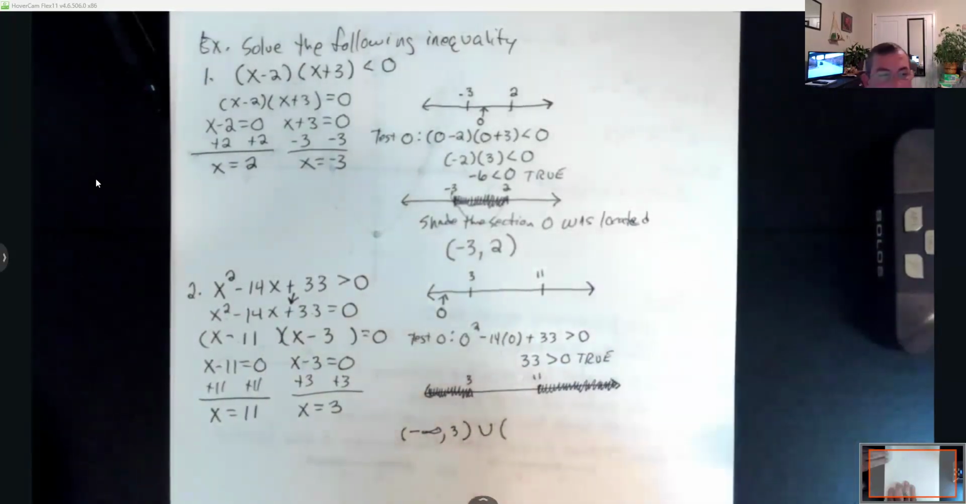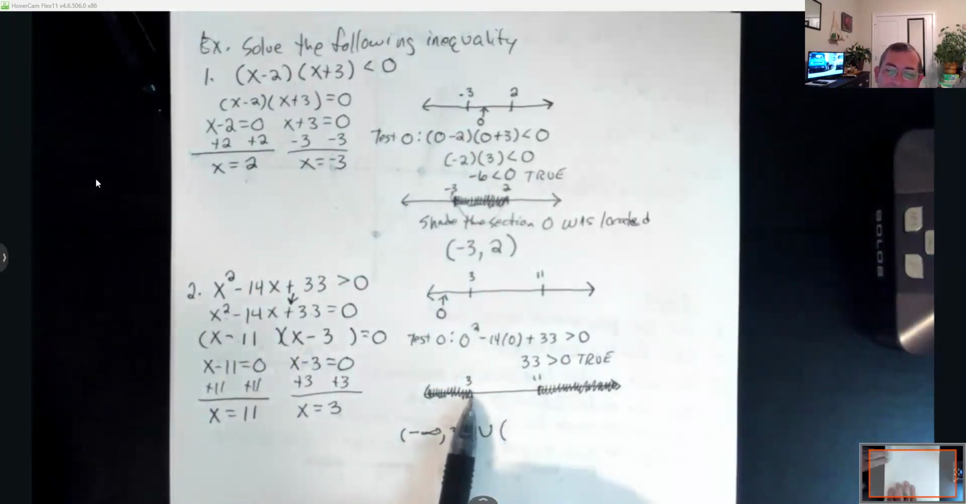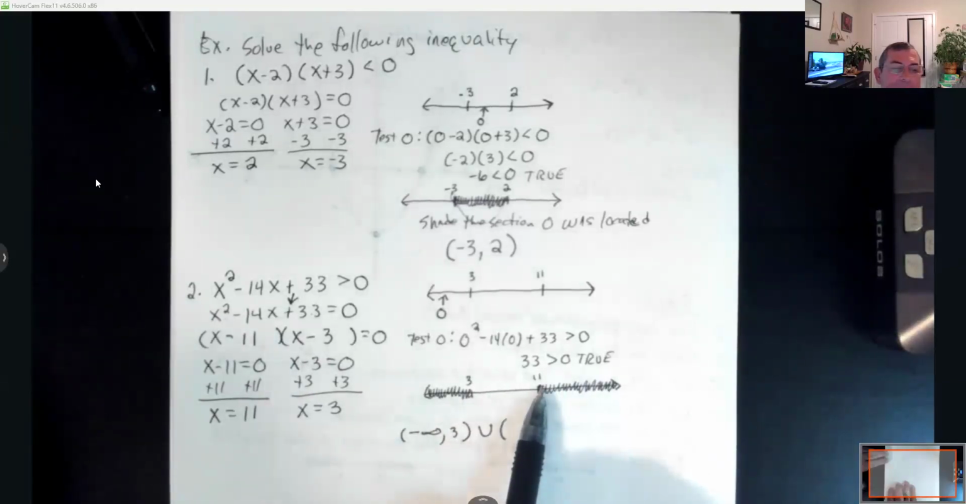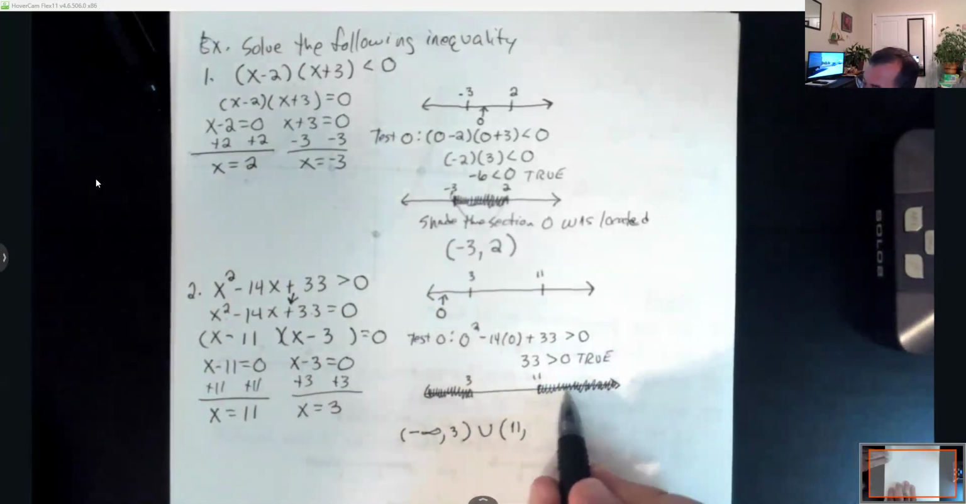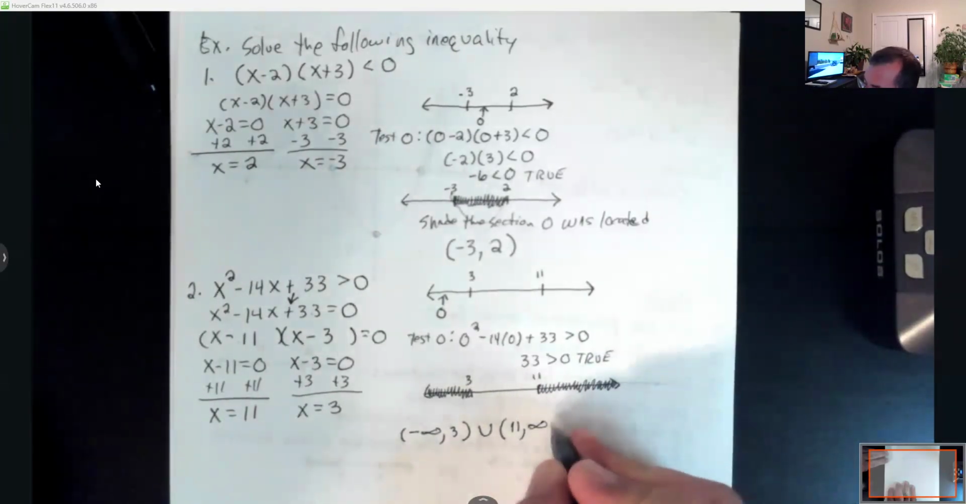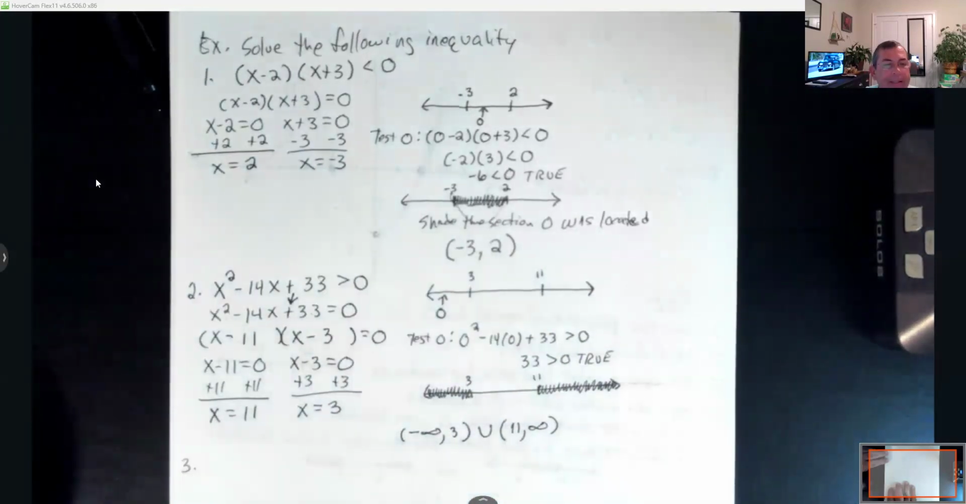And then you're going to union it from, now y'all, we can't start with 3 on that because this interval is not included. We got to start where the second interval starts, and that would be at 11. And then from 11, this one heads out towards positive infinity. Good job. Okay, so that's the trick on these.